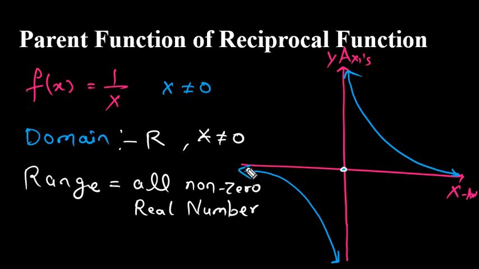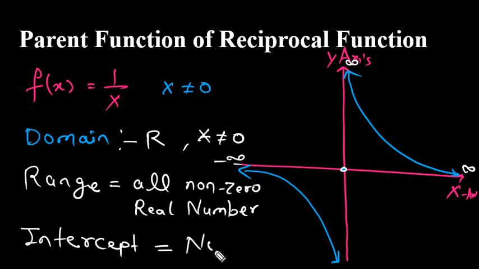Why? Because if you see, the graph is coming from negative infinity up to this, but not 0. All the values but not 0. Similarly here the graph is coming from positive infinity and going to infinity but not including 0. Now what is the intercept here? Is there any y-intercept? In this case there is no y-intercept, and similarly there is no x-intercept also.